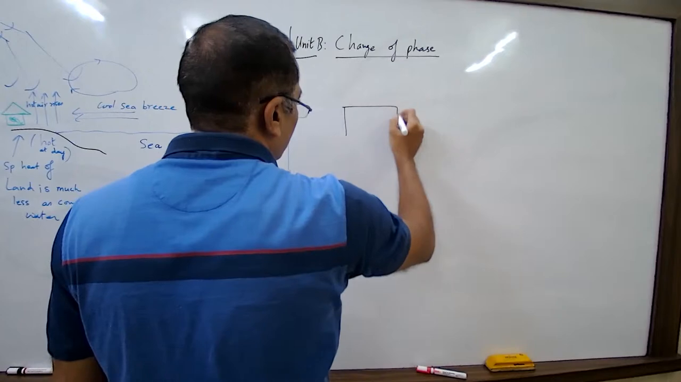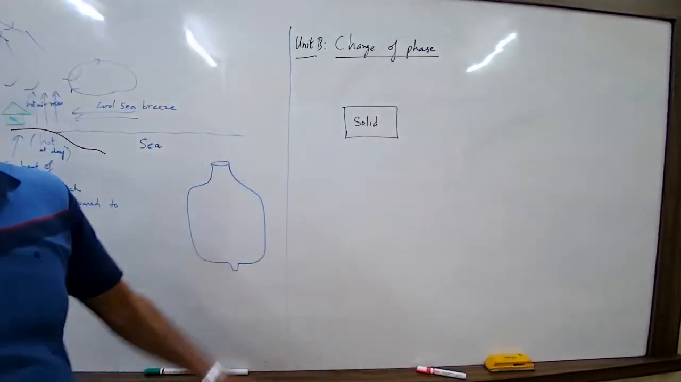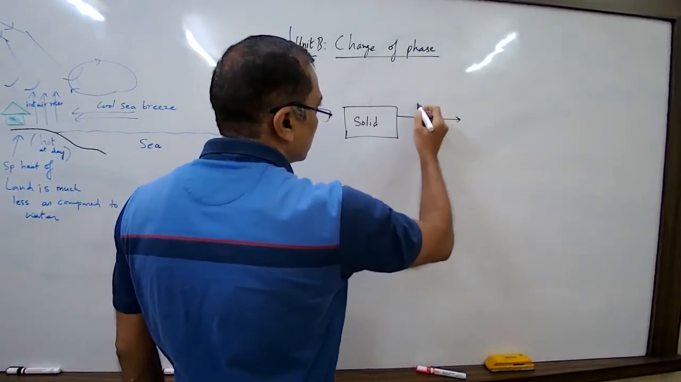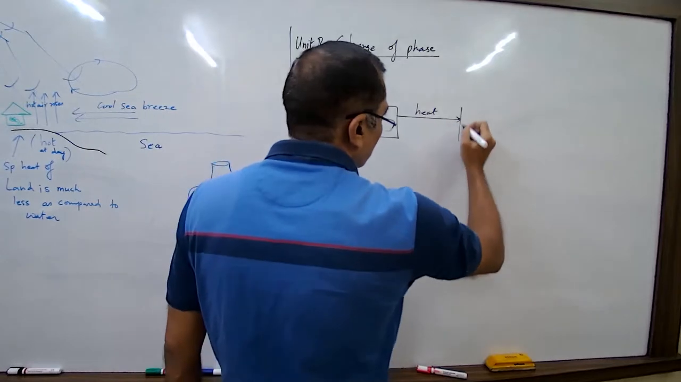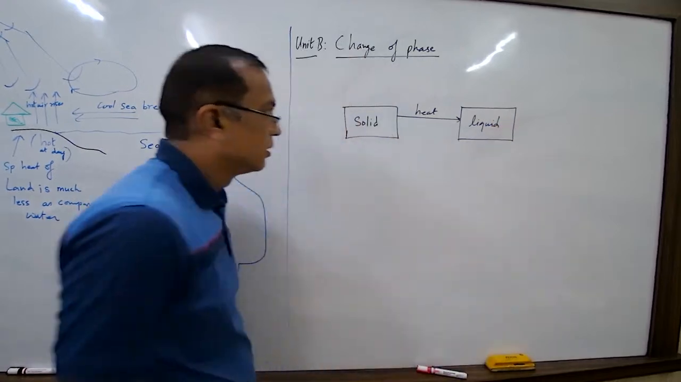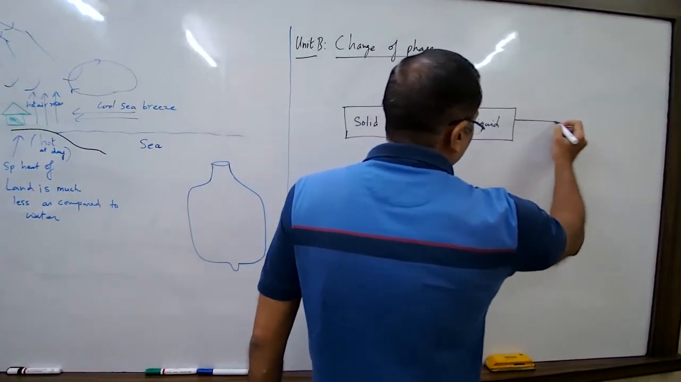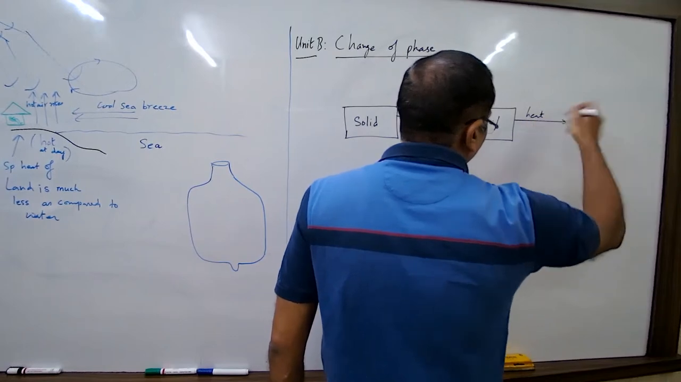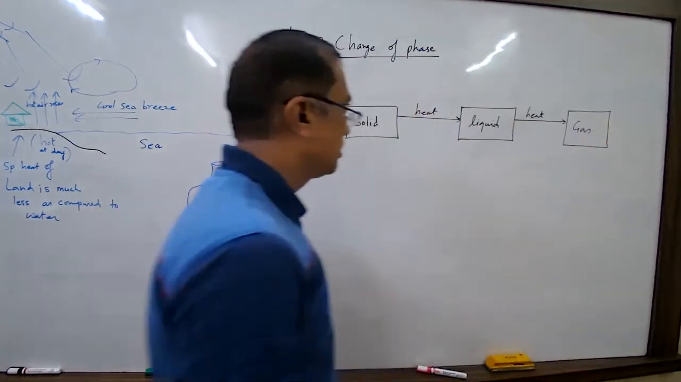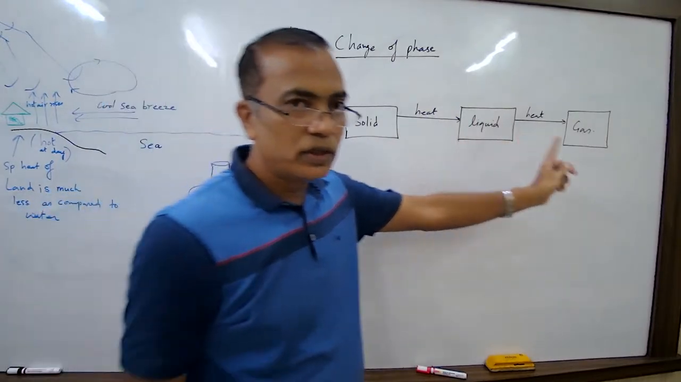So suppose you have a solid, right? When you heat a solid, what will happen? It will melt. When you heat it, it will convert into liquid. And again you heat it further, then what will happen? Gas. It will evaporate, so it will become gas. How many phase changes has it gone through? Two changes. Solid to liquid, liquid to gas.